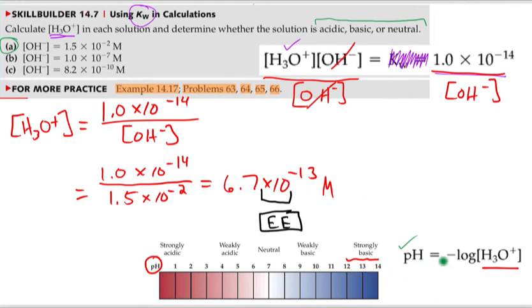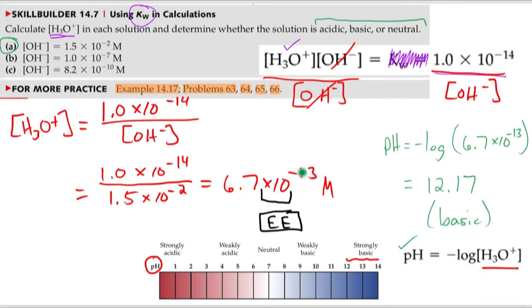Let's do our plug and chug. If I take the negative log of this number, I get 12.17. Again, like I said, this is a basic solution. That 10 to the minus 13 is a really, really small number. Remember, as this negative exponent appears to get larger and larger, with the negative sign in front of it the number is actually getting smaller and smaller. Minus 13, that's pretty small. That means the hydronium concentration is really low. That's characteristic of a basic solution.